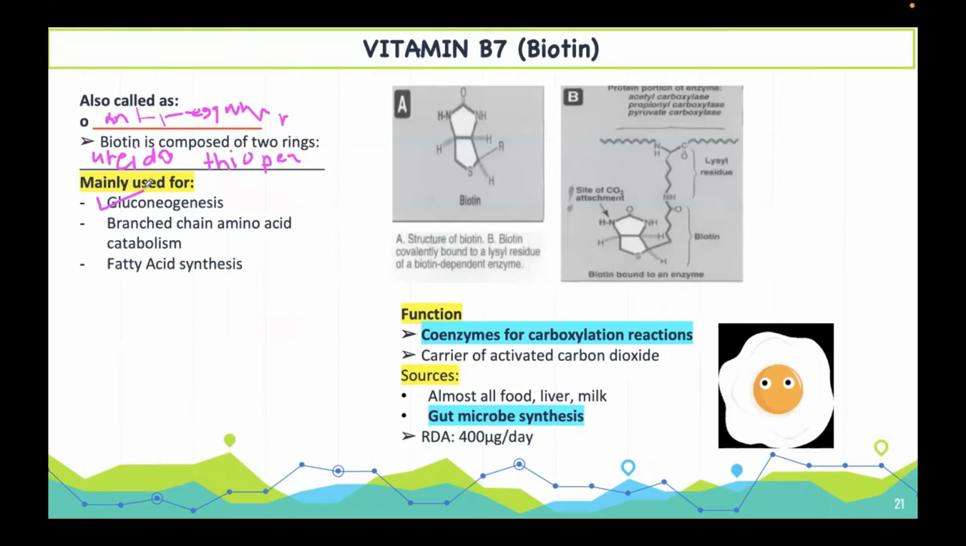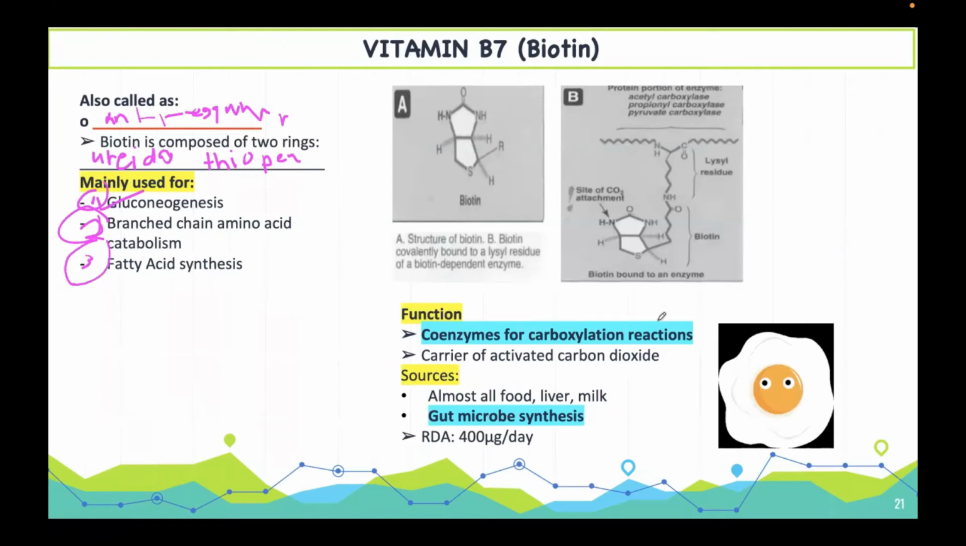And then your fatty acid synthesis. So we have three. It is mainly used for one, gluconeogenesis, branch chain amino acid, number two, and number three for fatty acid synthesis. Also, the main function of your vitamin B7 or your biotin, ito po siya, naka-highlight, very important. It serves as a coenzyme for your carboxylation reactions.